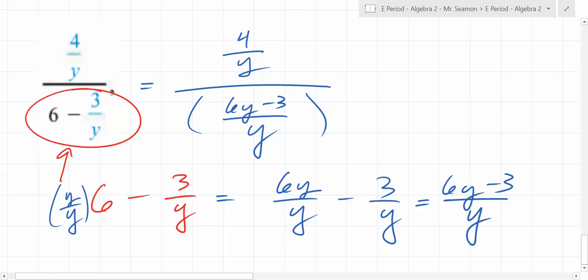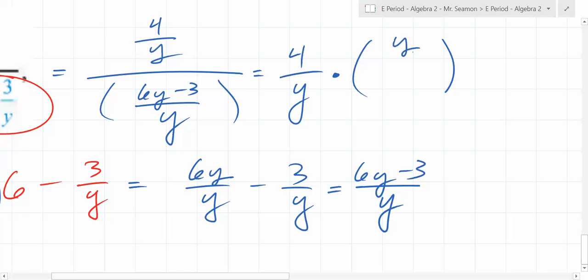Are you with me so far? So what have we done first? We just worked in the denominator. Now, though, dividing by a fraction is the same thing as multiplying by the reciprocal. So what do we multiply by here? What does this equal? Y over what?